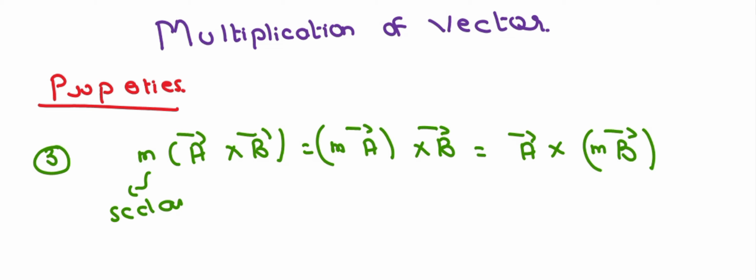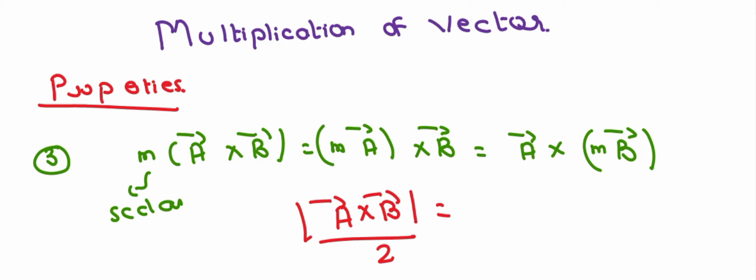And we know that if two vectors are parallel or anti-parallel to each other, the cross product is 0. And if the two vectors are perpendicular to each other, the cross product has maximum value. Similarly, the magnitude of A cross B is equal to the area of the parallelogram, and if we divide this magnitude by 2, it gives us the area of the triangle.